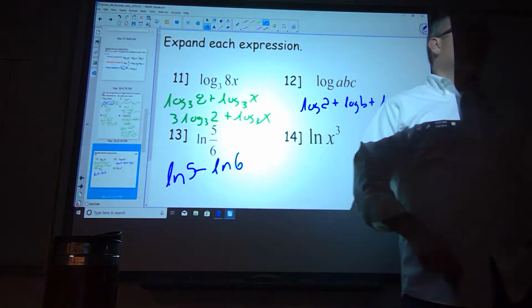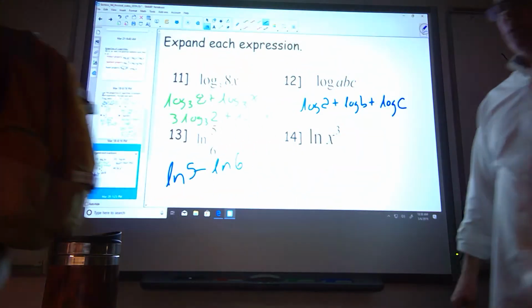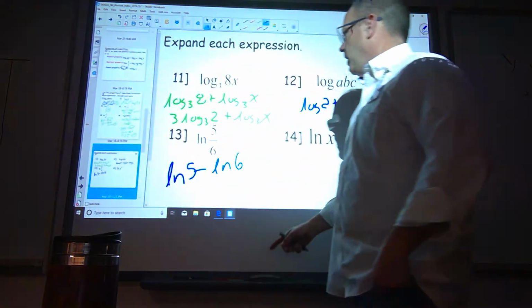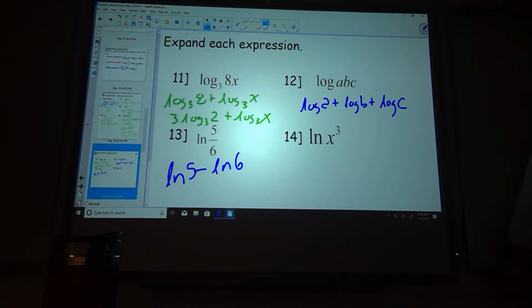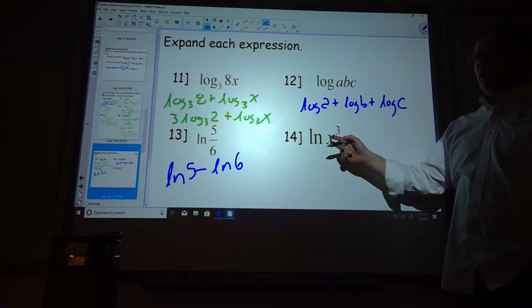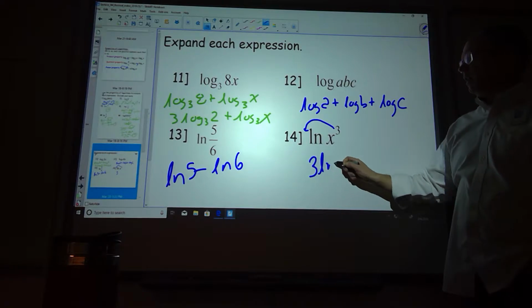I can't convert 5 or... Here you go. Thank you. We can't change 5 and 6 to a different base to have them raised to different exponents, so just leave it as is. And then the only thing I can do here is, log and natural log have the same thing, so the exponent comes down front, so I wind up with 3 ln x.